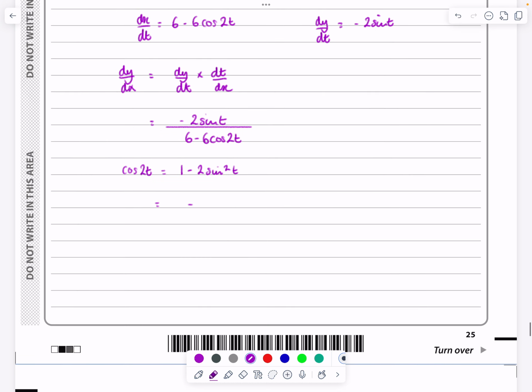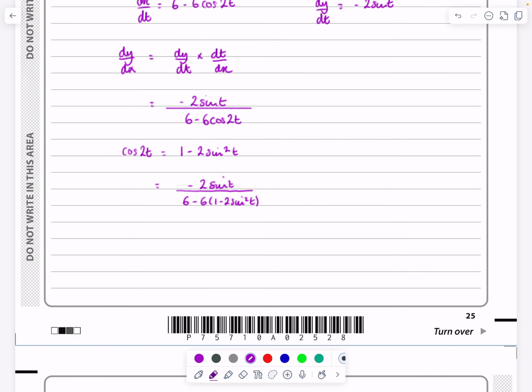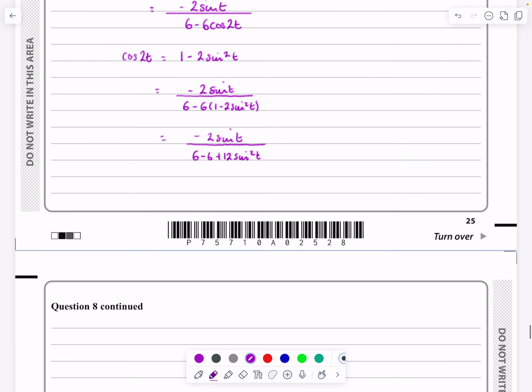So this is minus 2 sine t all over 6 minus 6, lots of 1 minus 2 sine squared t there, which is going to give me minus 2 sine t over 6 minus 6, that's really handy, plus 12 sine squared t. Yeah, that's exactly what I wanted to have happen. So that works out to be equal to minus 2 sine t.